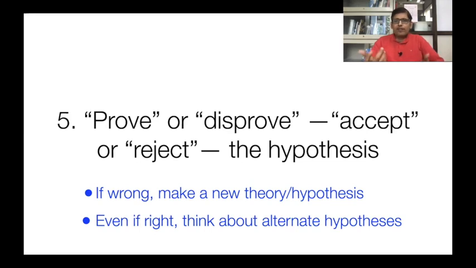So if the hypothesis is wrong, then you can make a new hypothesis or a new theory. If it is right, then you have to also think about alternate hypotheses. If your hypothesis is right, and if there is an alternate hypothesis that is also right, then you have to determine which one is correct. So that's more work. As a part of the scientific process, we have to figure out which of these hypotheses is correct. And therefore, it's important to think about and address alternate hypotheses too.